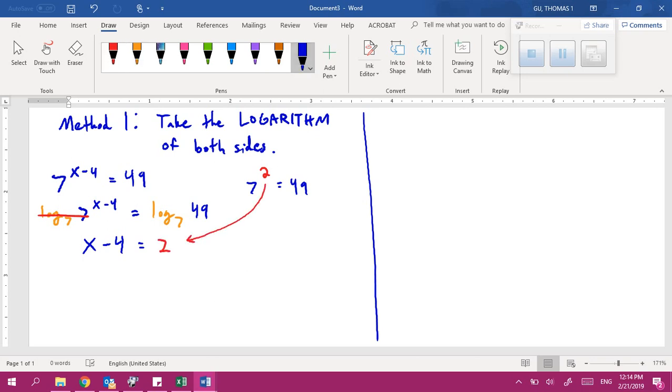So we end up with x minus 4 equals 2. And how can I solve for x? Plus 4. So x equals? That is correct. And there it is.